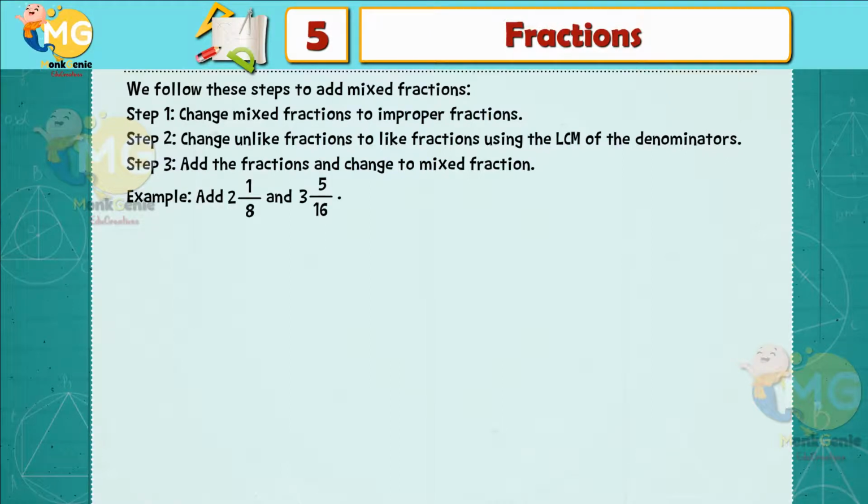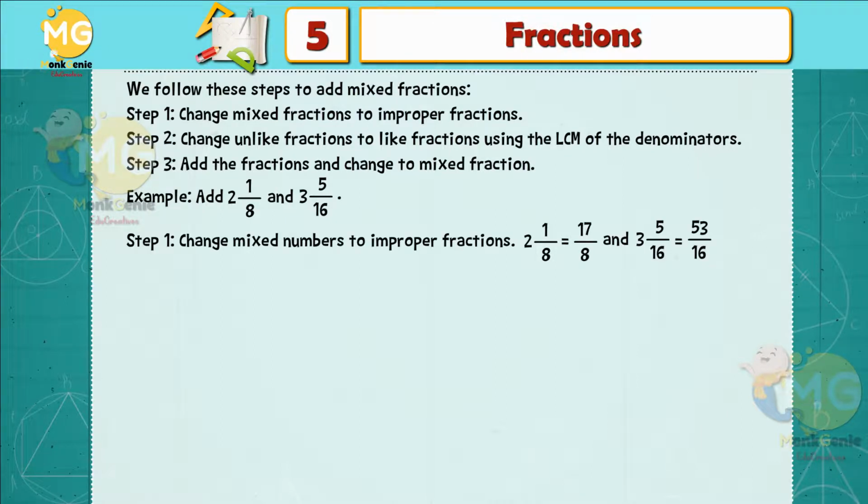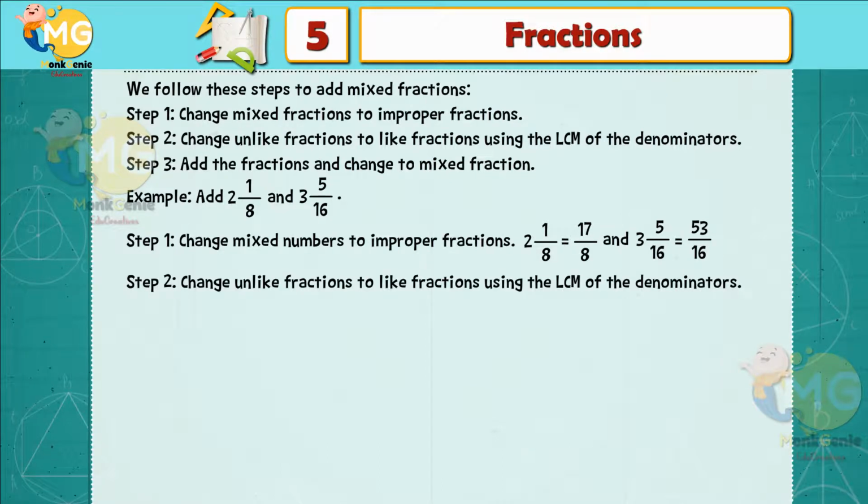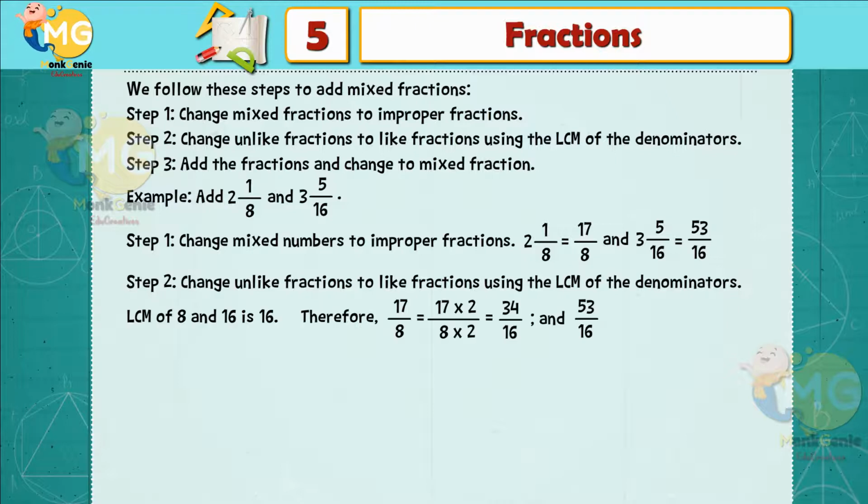Example, add 2 1 upon 8 and 3 5 upon 16. Step 1. Change mixed numbers to improper fractions. 2 1 upon 8 is equal to 17 upon 8 and 3 5 upon 16 is equal to 53 upon 16. Step 2. Change unlike fractions to like fractions using the LCM of the denominators. LCM of 8 and 16 is 16.